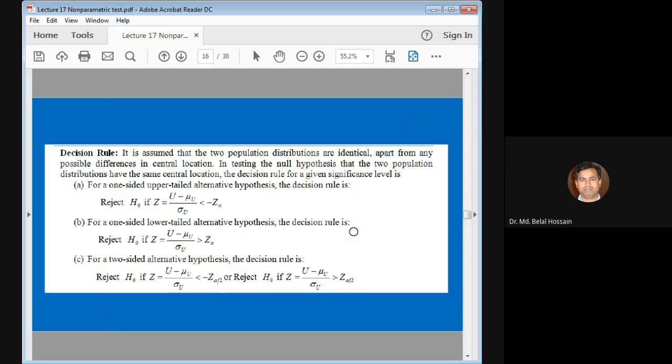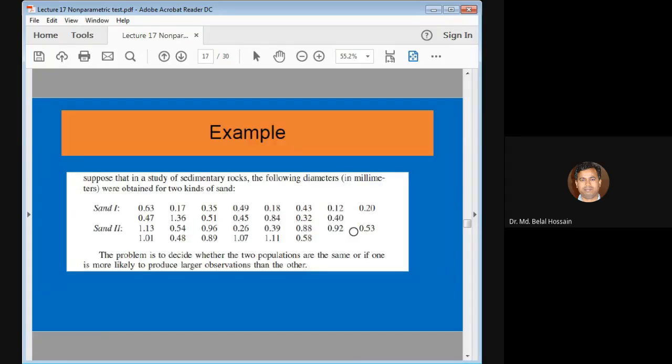Decision making is as before. Follow our instructions so that your decision making will be easier. Here is an example for you.